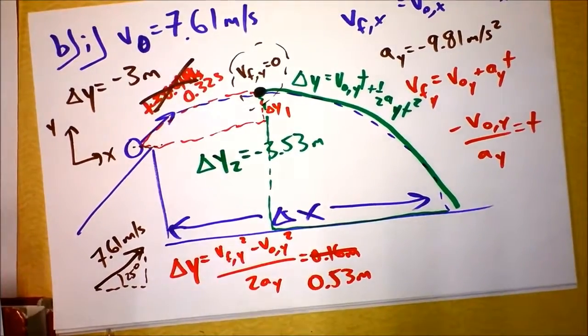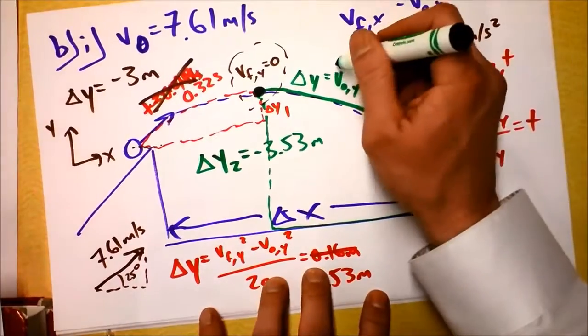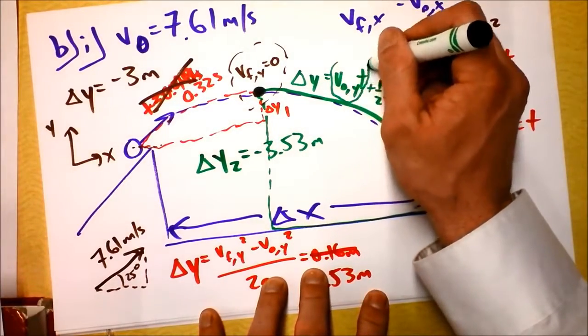I just wrote down the classic right here. All right. I'm just going to circle this and say it's 0. Why am I saying it's 0, Ben?